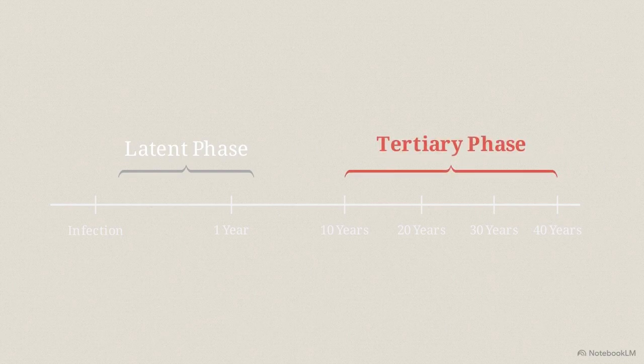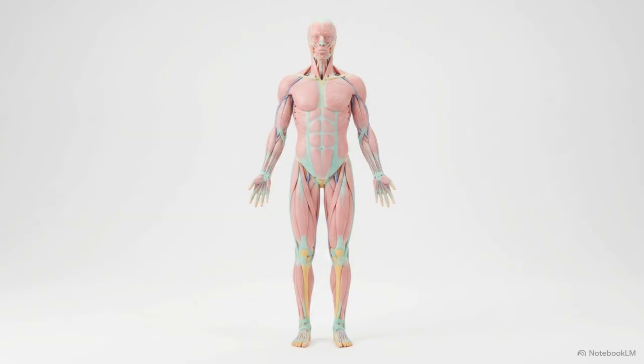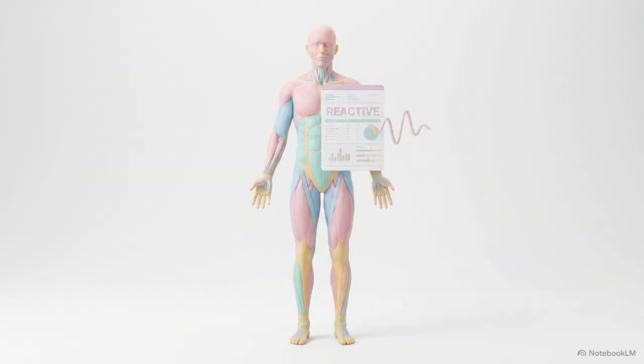Expanding our x-axis reveals the extended timeline, the latent phase, spanning from under 1 year to well over 1 year, and the tertiary phase, extending 10 to 40 years post-infection. The latent phase is defined by a total lack of clinical manifestations. The infection exists completely out of sight, detectable only by positive serology.